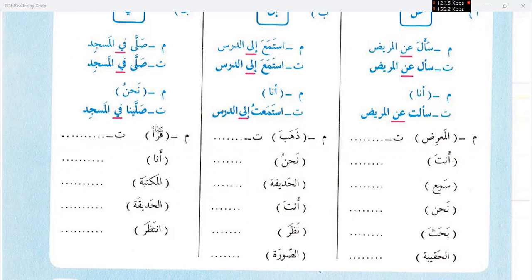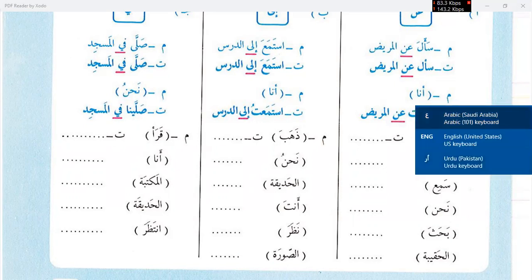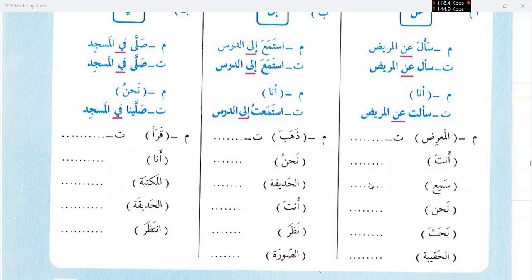Next student is Fawaz. What is the next sentence? Nahnu sami'na. Correct. Nahnu sami'na anil maridi. Next. Bahatha. Nahnu bahathna? No, you will say he looked for the exhibition. Huwa bahatha anil maridi. Next.